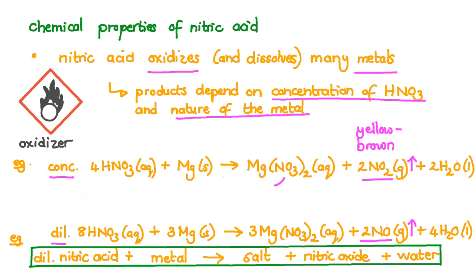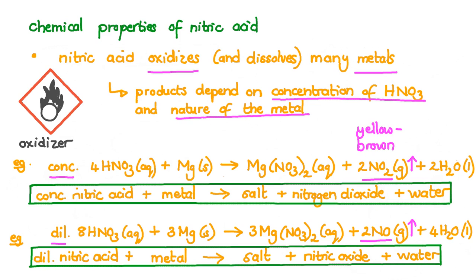Again, we have the same salt being formed, magnesium nitrate, and water is also a product. Balancing the two equations will obviously be different because of the two different gaseous products, but everything else is the same. Let's write a general equation for the reaction of concentrated nitric acid with a metal. The general equation will be concentrated nitric acid plus metal gives a salt, nitrogen dioxide, plus water.